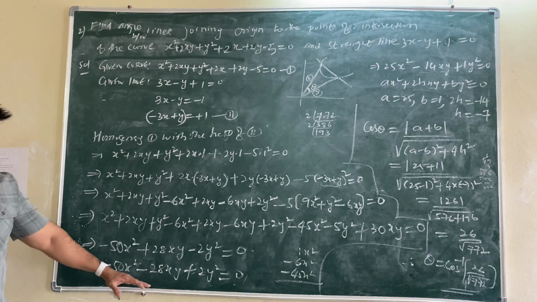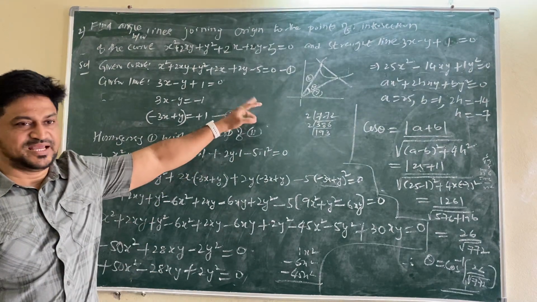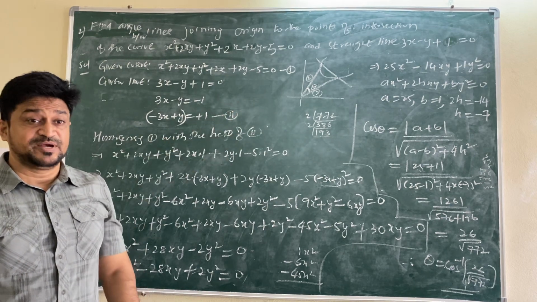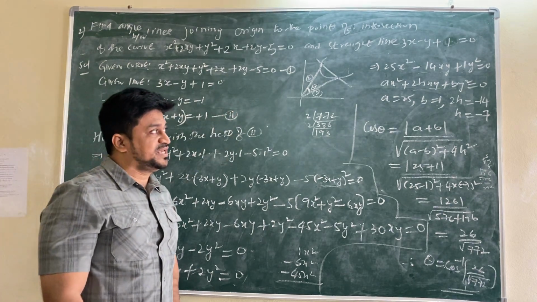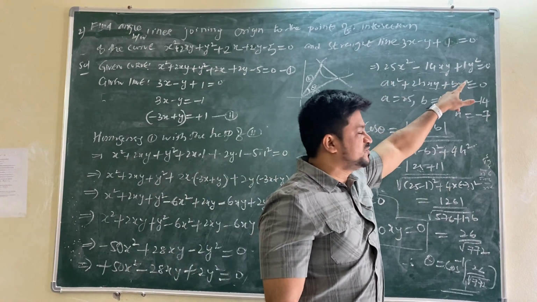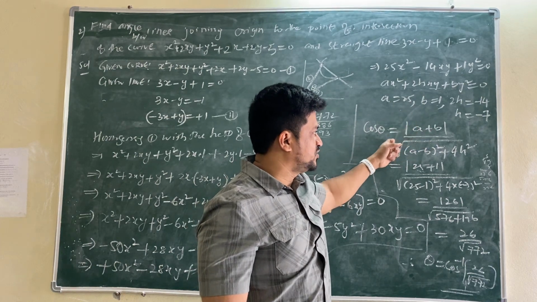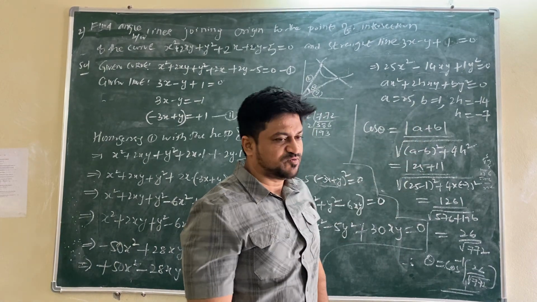So after that you get one equation which has 3 terms. If we have 3 terms, we got the lines. Now we have to find the angle between the lines. To find the angle between the lines, a, b and h are needed. a is the coefficient of x square, b is the coefficient of y square, and h is half the coefficient of xy. So we got a, b and h. So a plus b by root over, we have to substitute in this formula to get this one.